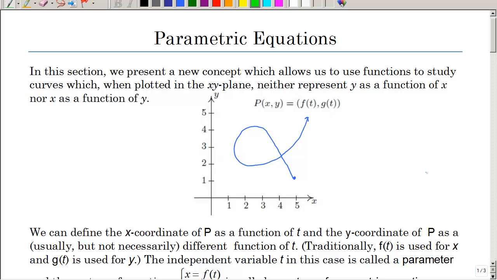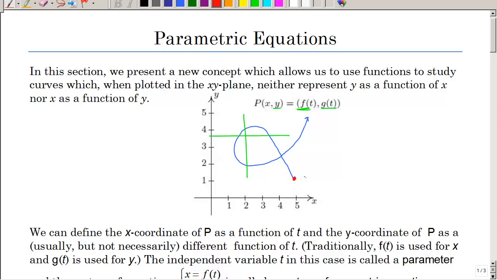We know that this curve that the ladybug has sketched out does not represent y as a function of x because it fails the vertical line test. And it does not represent x as a function of y because it fails the horizontal line test. So we can't call this a function as is, but what we can do is that since the ladybug can be in only one place at any given time t, we can define the x-coordinate of p as a function of time, and we can define y as a function of time.